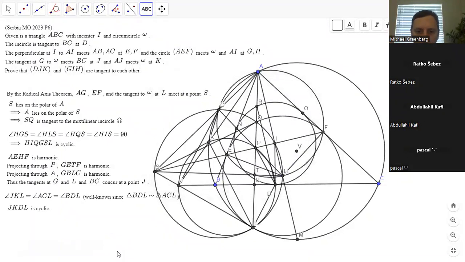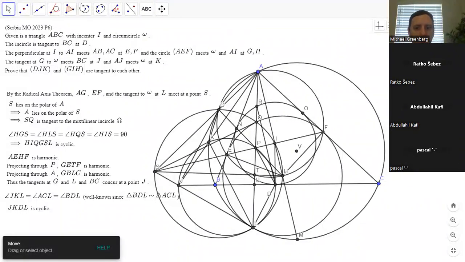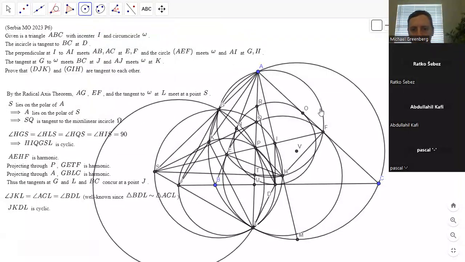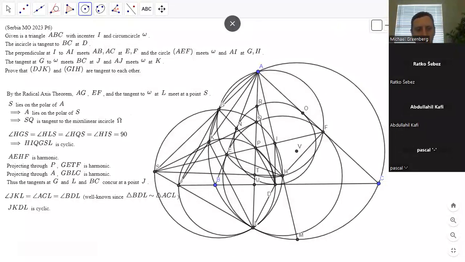And then can we show P lies on it? Or do we even need to show P lies on it? Because my idea, if we could show P lies on it, I think that would be helpful. Which is the same as showing that J is, if we could show J is the circumcenter of GPL, I think that would really finish the problem. Is that just an angle chase?